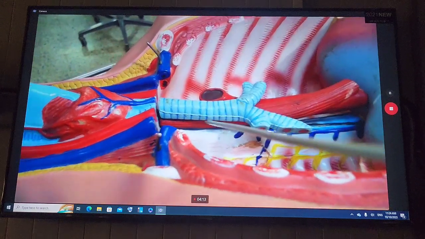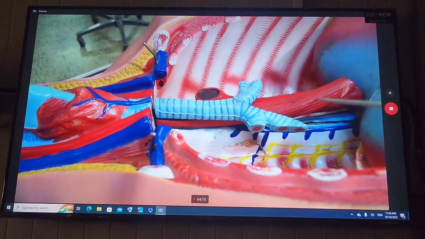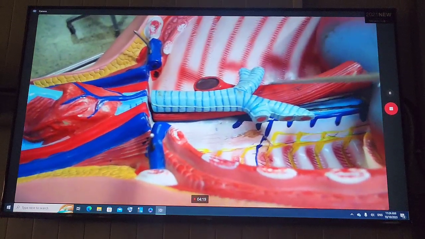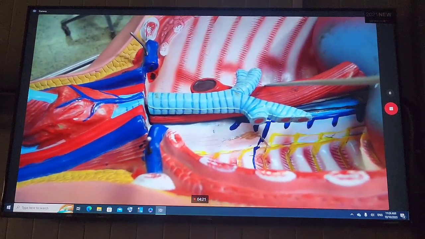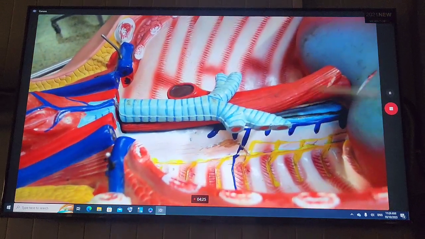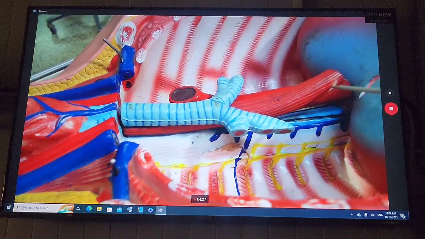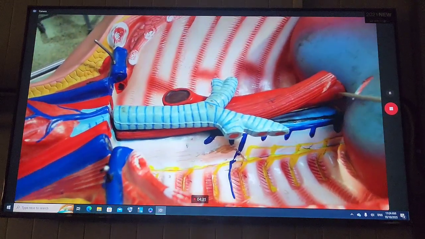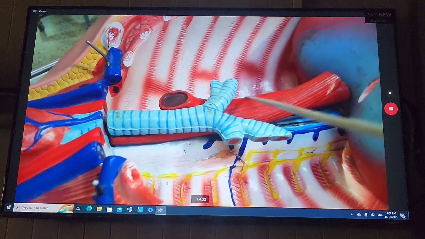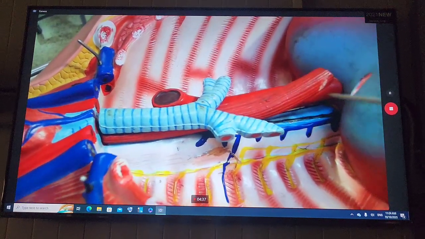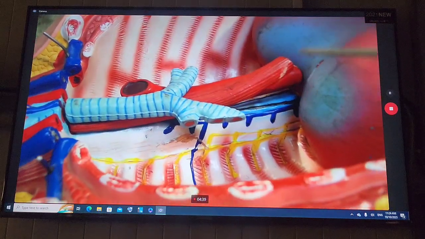And behind the trachea, this is the oesophagus. See how the oesophagus is always on the right side of the descending thoracic aorta, except inferiorly, where the oesophagus deviates to the left to become anterior. The descending aorta is on the left side of the oesophagus, except the lower part of the descending aorta, which is behind the oesophagus.